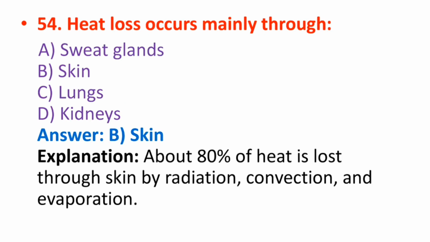Heat loss occurs mainly through option A sweat glands, option B skin, option C lungs, option D kidneys. The correct answer is option B skin. About 80% of the heat is lost through skin by radiation, convection and evaporation. Heat loss occurs mainly through option B, skin.